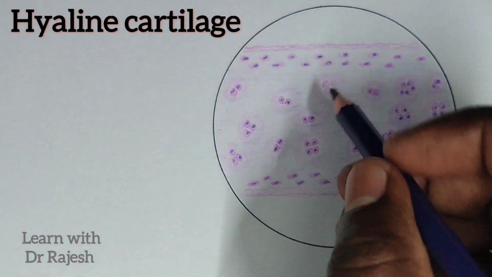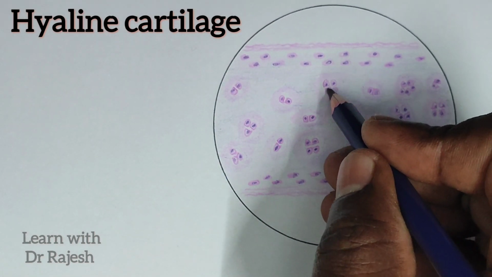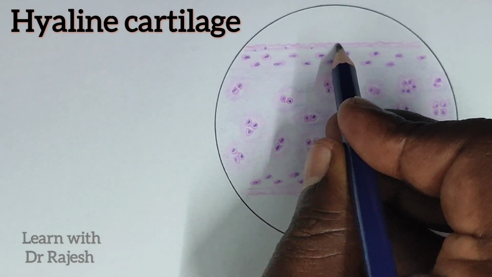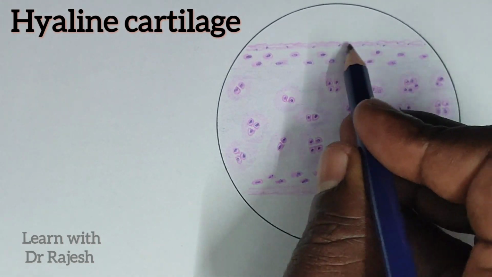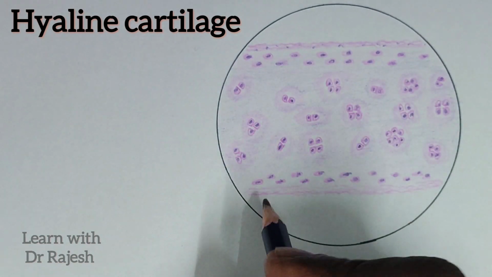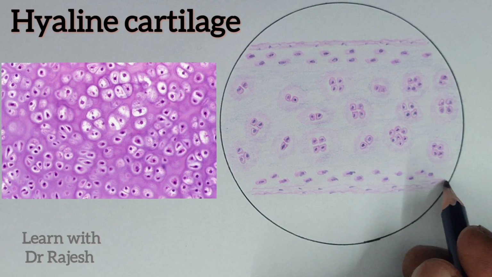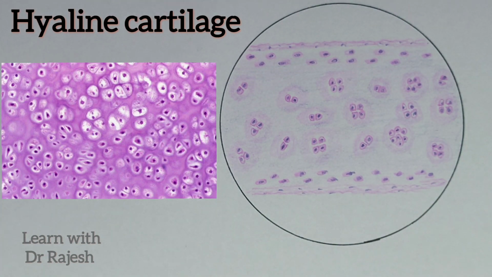Finally, we can place some fibroblast nucleus along the fibrous perichondrium. So these dots represent the fibroblast nucleus which is present in the fibrous perichondrium. This marks the end of hyaline cartilage.